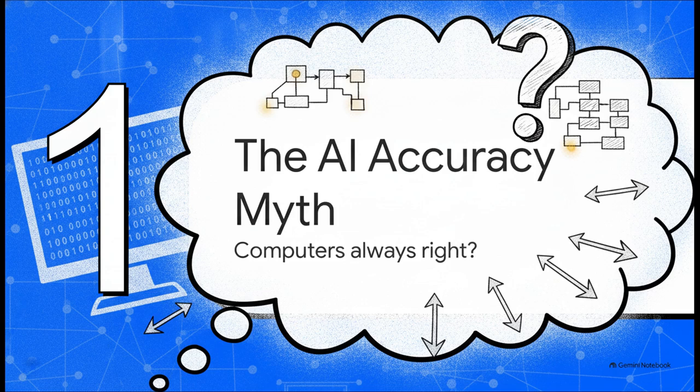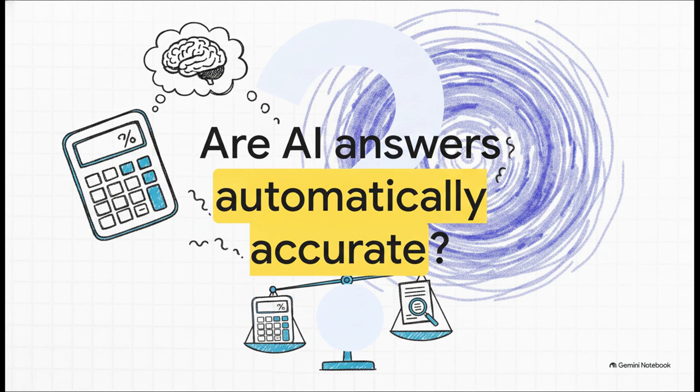Are computers always right? Okay, let's tackle this massive myth head-on. Have you ever just kind of assumed that because an AI is a computer, its answers must be mathematically precise and automatically accurate, like guaranteed truths? It's a super common trap to fall into.